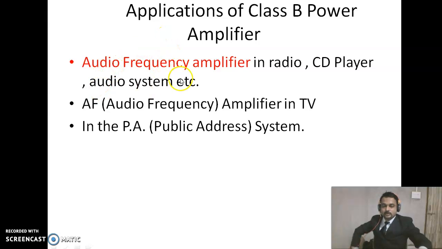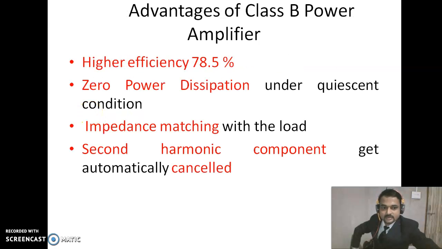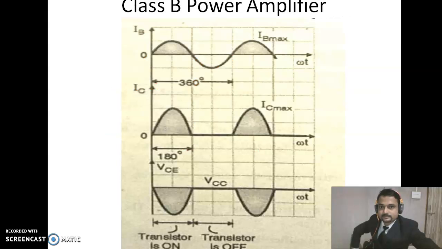Applications: audio frequency amplifier, radio, CD player, audio system, audio frequency amplifier in televisions, and public address system. So these are the different applications of the class B power amplifier. Audio frequency amplifiers are used in radio, compact disc players, audio systems, and in television also. The only disadvantage of the class B power amplifier is that crossover distortion can take place.